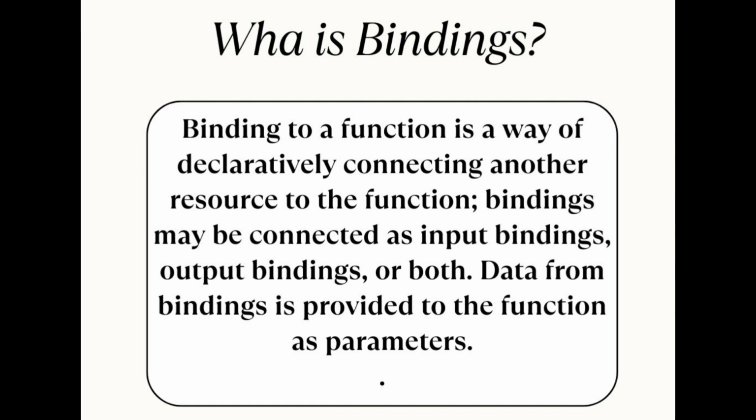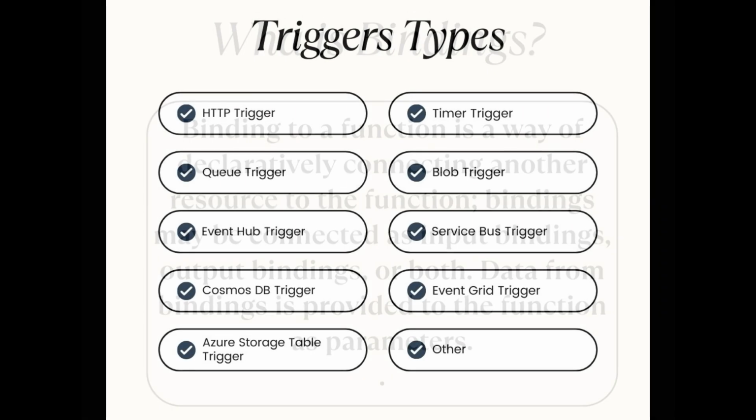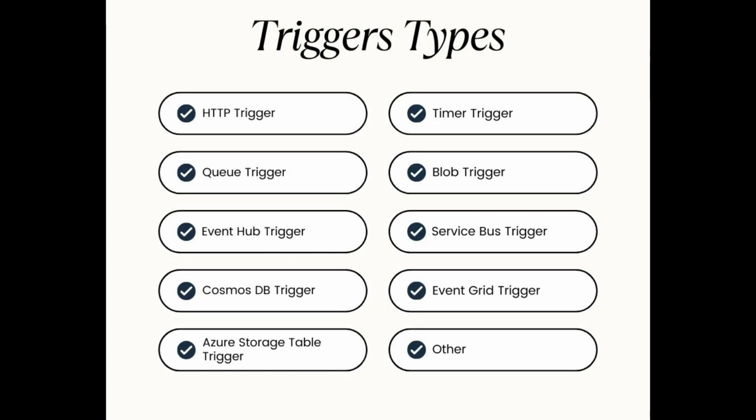Let's consider another scenario. If you have an Azure Function which tries to push a message into a particular queue, in that case we can use an output binding. There are many more, but at a high level this is what binding is called. Okay. Trigger types. These are some examples of trigger types.